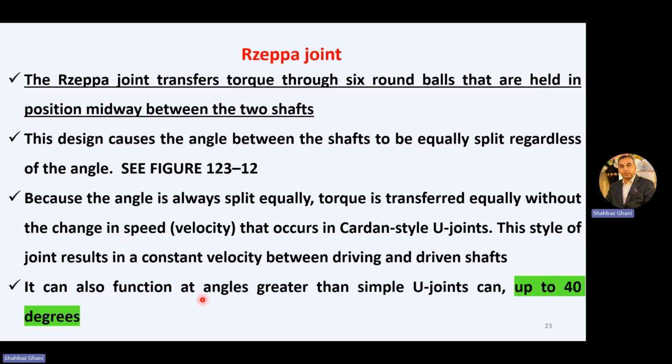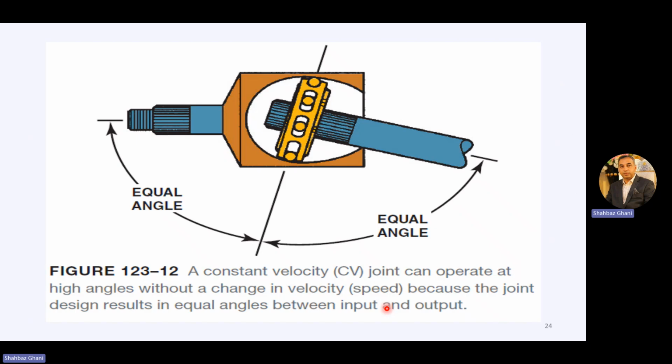It can also function at angles greater than a simple U-joint, up to 40 degrees. If we have a simple U-joint, we know that it can go up to 12 degrees. If we have 2 U-joints or double Cardan U-joints, then the angle we can achieve is 12, 18 to 20 degrees. But with the help of this CV joint, it can function up to 40 degrees.